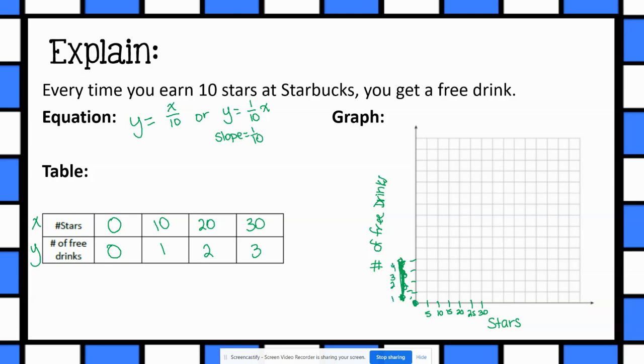0 is always this point right here. So if I had 0 stars, I would have 0 free drinks. If I had 10 stars, I would have 1 free drink. With 20 stars, I would have 2 free drinks. And with 30 stars, I would have 3 free drinks. So you can see if I were to connect these, this would make a straight line and it goes through the origin, which is right here. So we know that that is a proportional relationship. So we would say yes, because it's a straight line that goes through the origin.